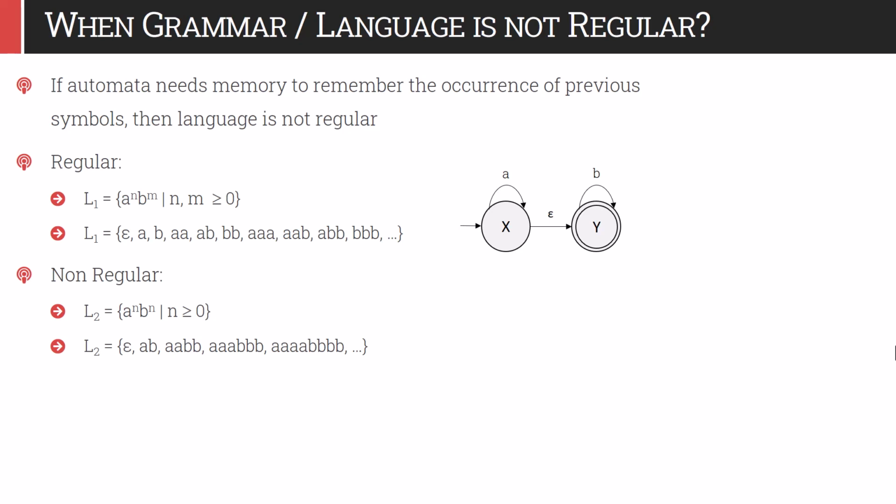You might think that this finite automata can generate this language. Definitely it can generate it, but it will also generate the strings which are not in L2. If you look at the strings in L1 and L2, all the strings of L2 are in L1, but L1 has some more strings. So L2 is not regular because you cannot draw a finite automata for that. In fact, L2 is a proper subset of L1, and it requires memory, and that is why it is not regular. So a simple concept: wherever we need memory to remember the symbols, it's not a regular language.